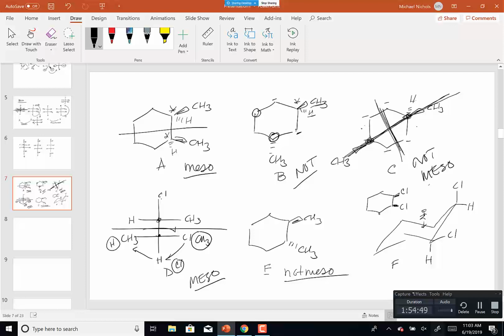Meso? Now that I put it in the flat, chiral centers, yes. Mirror plane, yes. That one's meso. So for the cyclohexanes, what we have to do is really write those out as a flat chair or a flat cyclohexane, and then go ahead and determine whether it's meso or not.